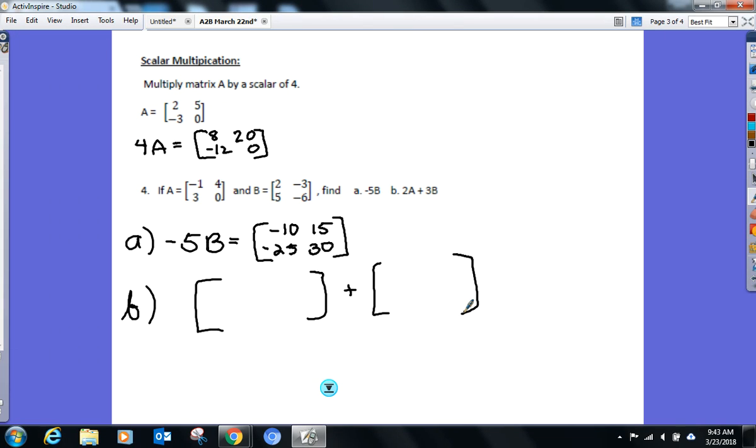So what's my new matrix after 2 times matrix A? That's what I was thinking. -2, 8, 6, 0. There's 2A, everyone. Now let's go 3B. 3B, 6, -9, 15, and -18. Now let's add them together.